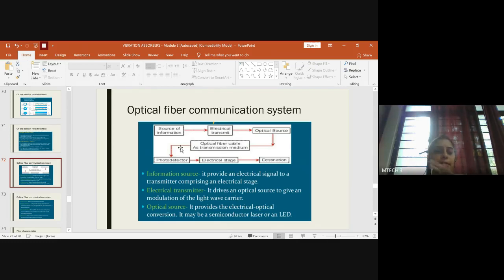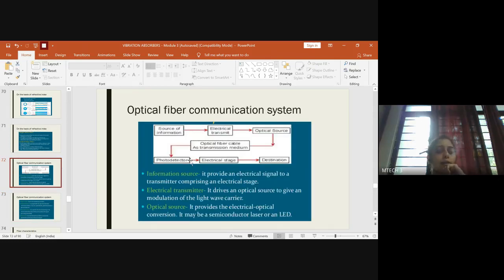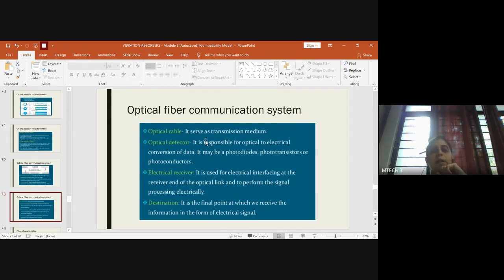Okay, after it is done, so this is a function of the optical fiber. Once it is done, it will go to the optical detector. So the optical detector usually will be a photodetector. So what does it do? It is responsible for converting the optical into the electrical data conversion.